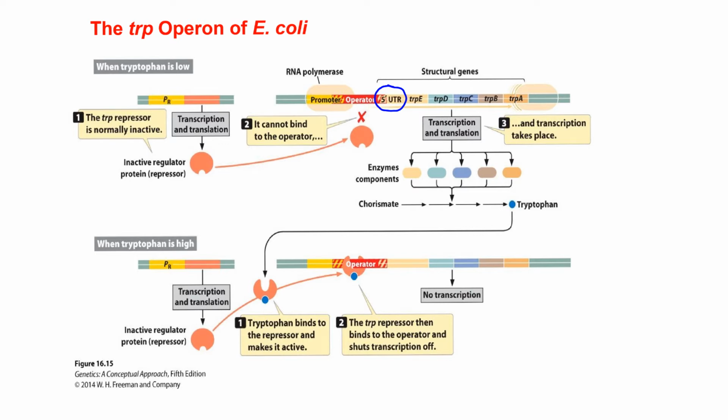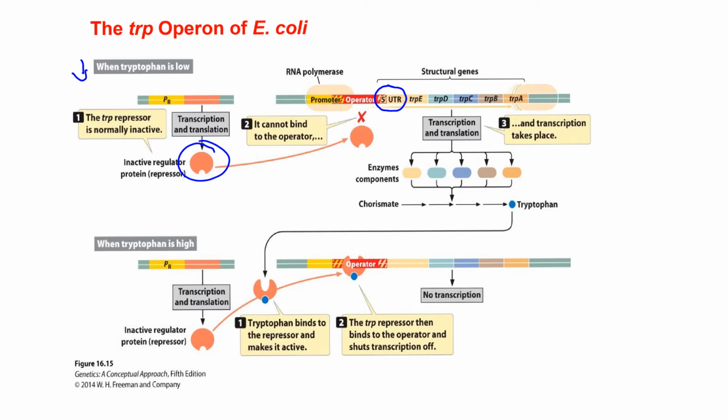So let's go back to the TRP operon. So what happens if the tryptophan levels here are low? The TRP operon is on. You recall the repressor is synthesized in inactive form, so it cannot bind to the operator.